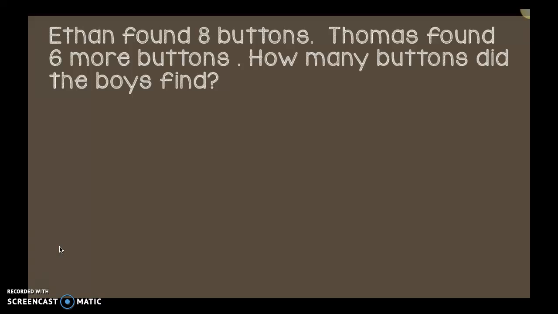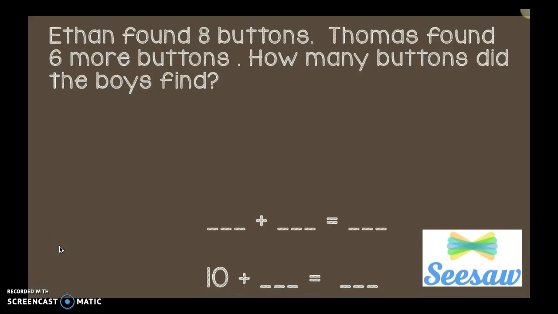All right, this one says Ethan found 8 buttons, and Thomas found 6 more buttons. How many buttons did the boys find? I want you to go ahead and write the number sentence. This is the one that you're going to turn into your teacher. Blank plus blank equals blank, and then change it into a 10 plus number sentence. Go ahead and copy it down so that you see the blanks just like I have. And then I'm going to read the story problem one more time so that you can hear the different pieces again.